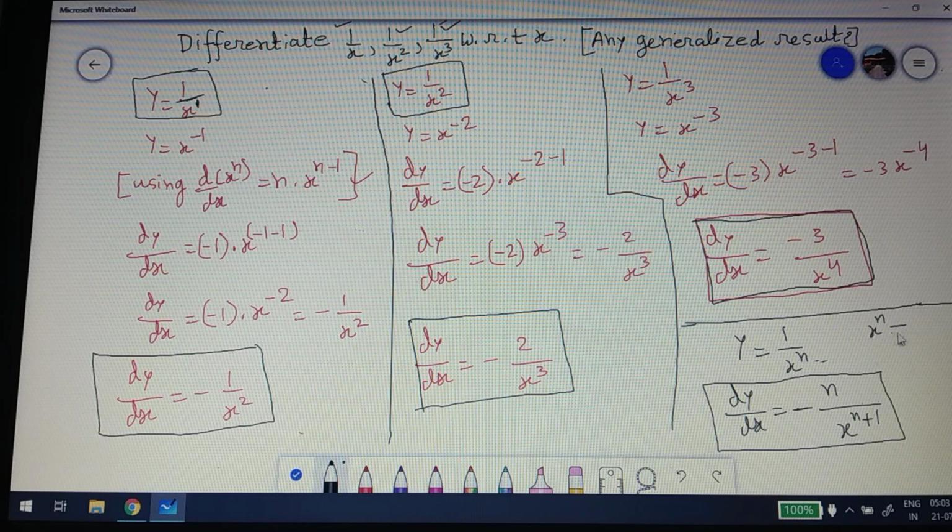So whenever you have this type of function 1 upon x to the power n, obviously x to the power n cannot be equal to 0, and n is any natural number. So no question of the denominator becoming 0. So directly doing the derivative, we will get this result: minus n upon x to the power n plus 1. Okay, it will help you in the exam.